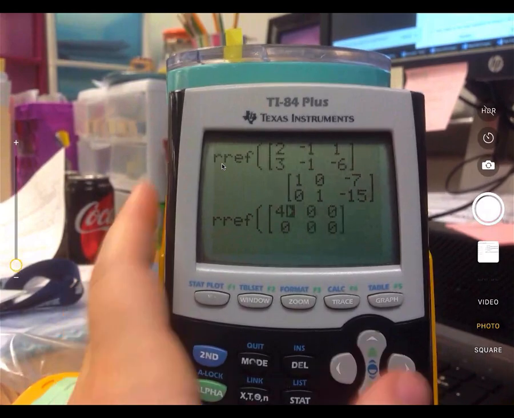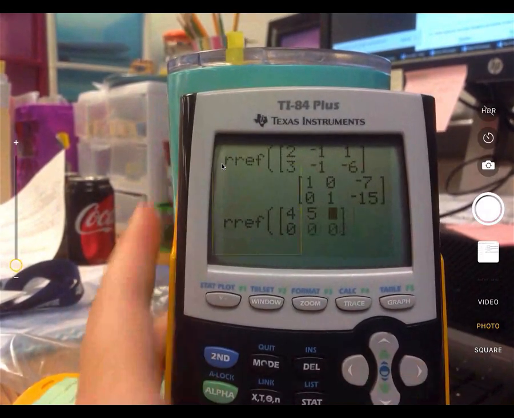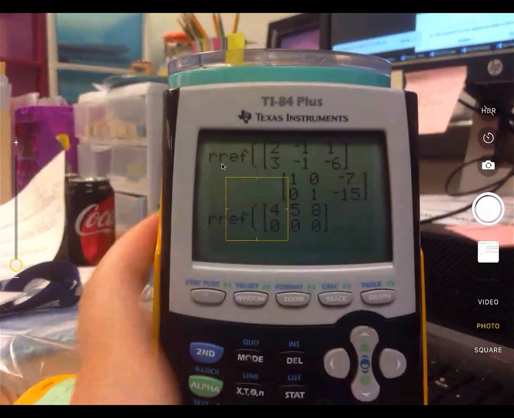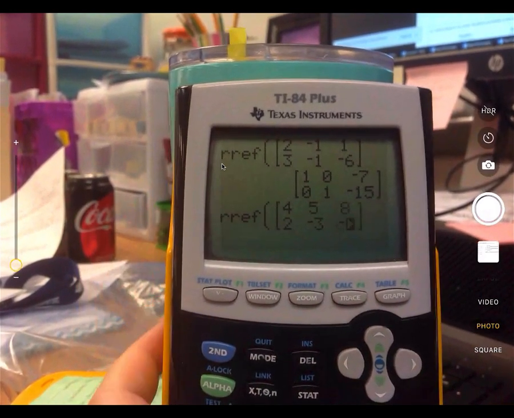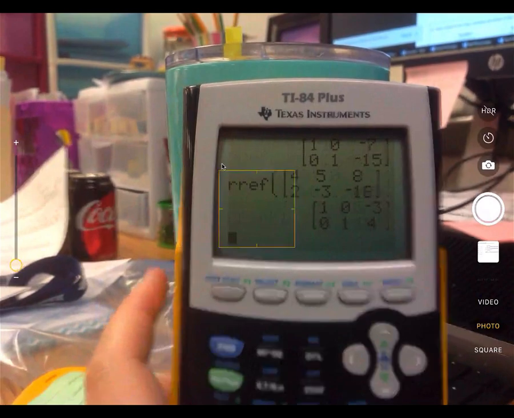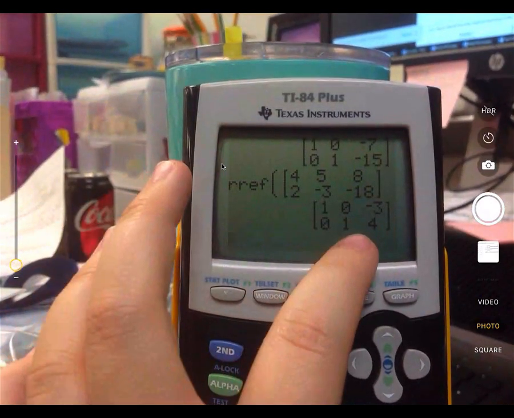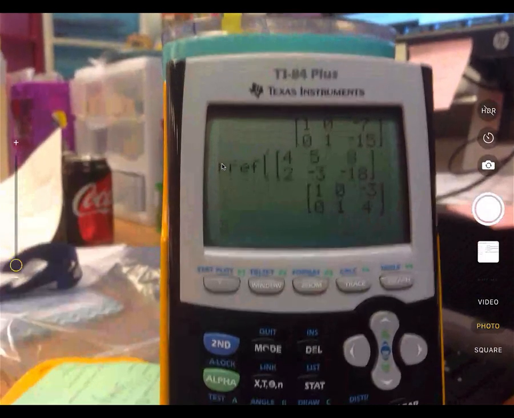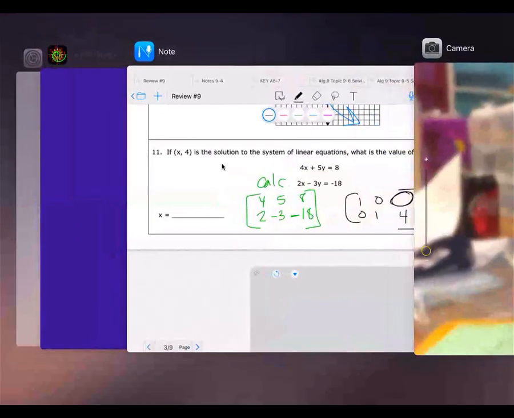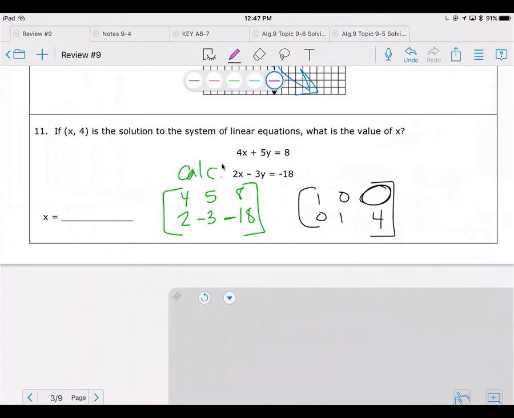I am typing in 4, 5, 8, 2, -3, and -18. I have the 1, 0, 0, 1, so I know there is a nice solution. Y does equal 4, and they already told me that, so my answer is the -3. That's the only missing part I was missing. So x equals -3.